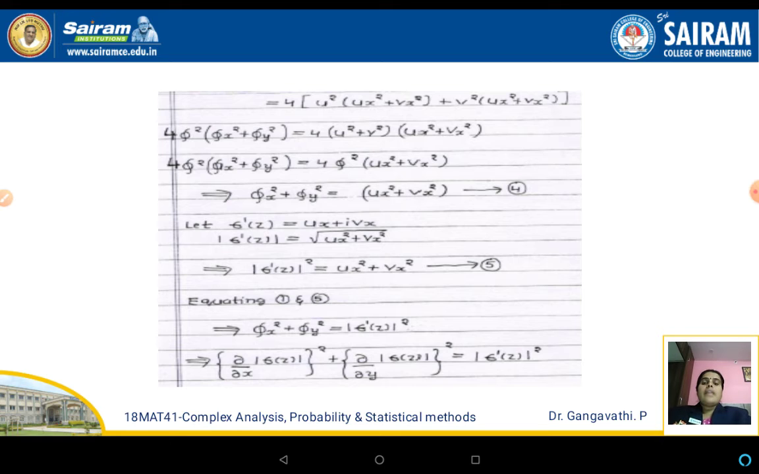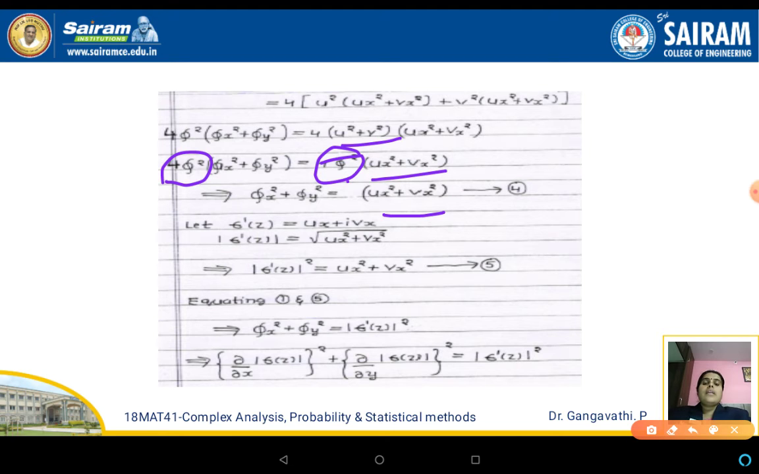So on the other side we have 4 times phi square into (phi x square plus phi y square), and here take out the common term 4 into (u square plus v square), and the resulting is that, so 4 phi square into (phi x square plus phi y square) is equal to 4 (u square plus v square), which is nothing but phi square, into (ux square plus vx square). And you can cancel 4 phi square on both the sides, so remaining is phi x square plus phi y square is equal to ux square plus vx square. Call the result as equation 4.